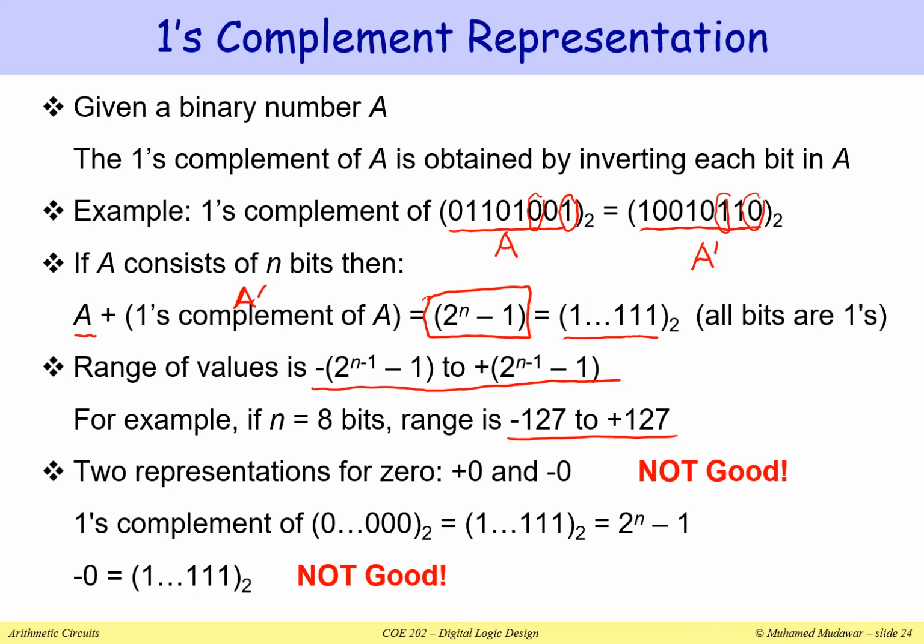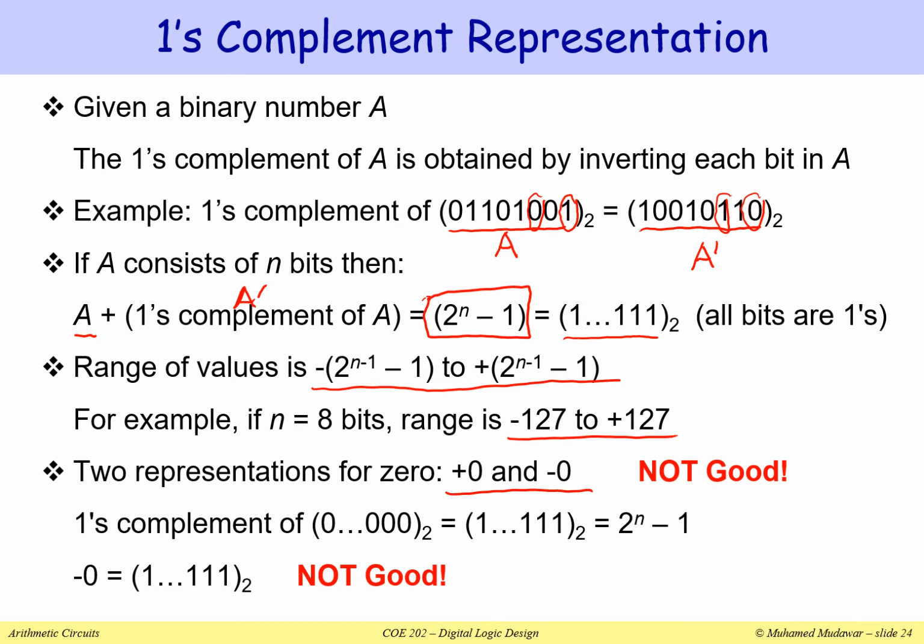Now, one problem with the 1's complement is that it has two representations for 0. We have plus 0 and minus 0, and this is not good. We have seen this in the sign magnitude representation. It's also the case with the 1's complement representation. We have two representations for 0.